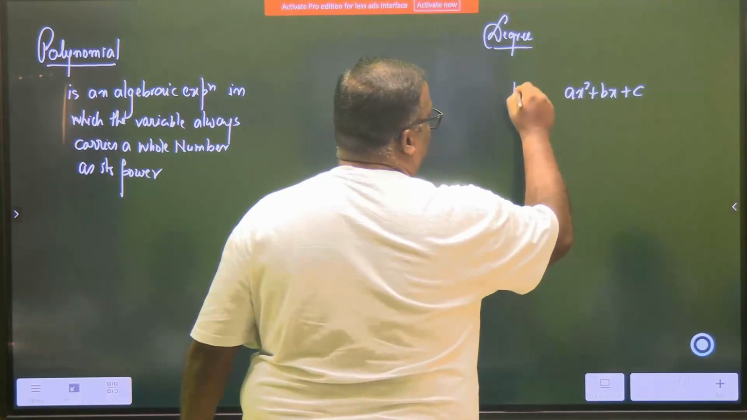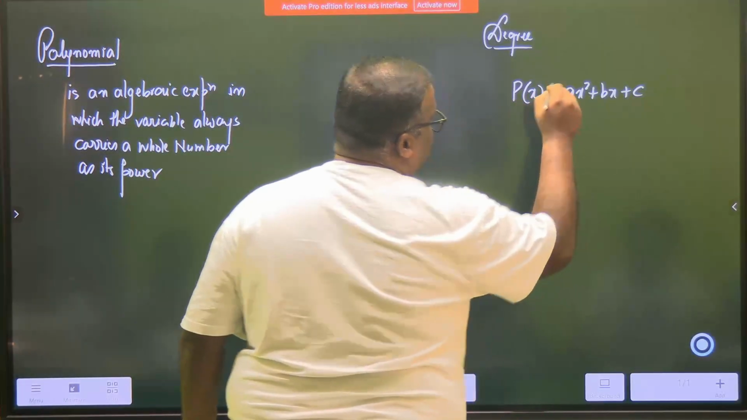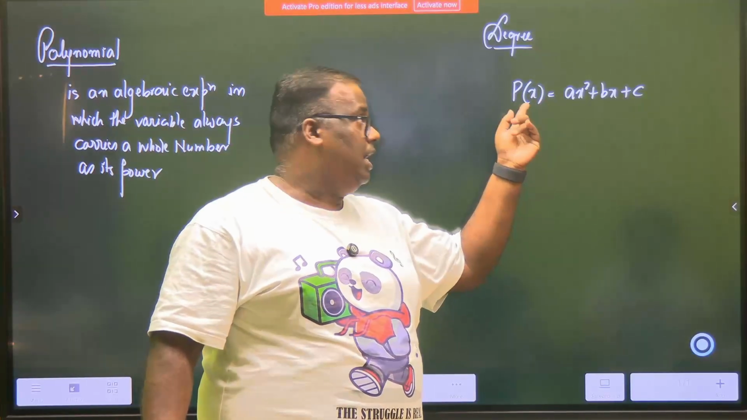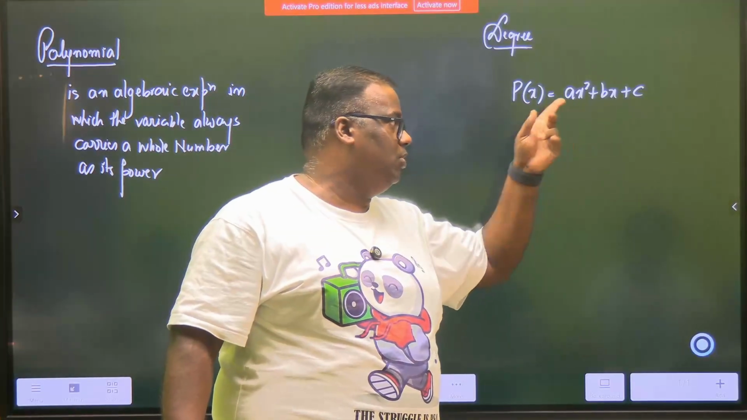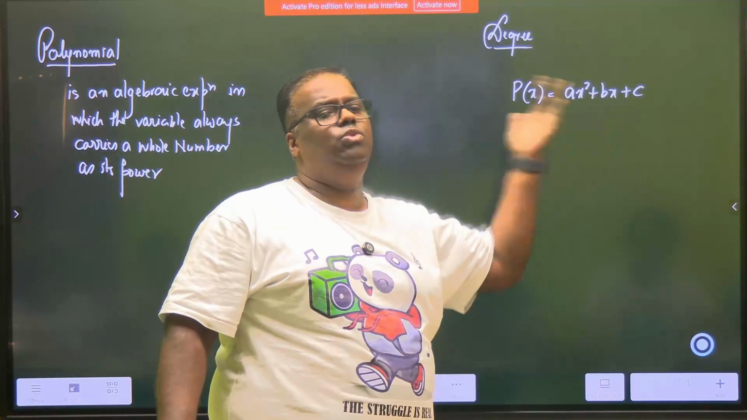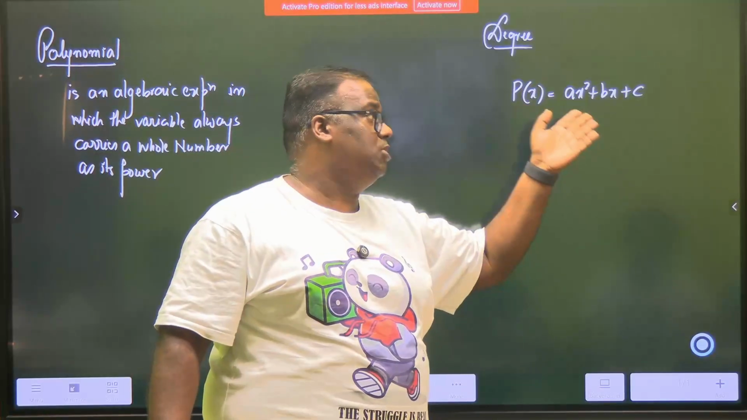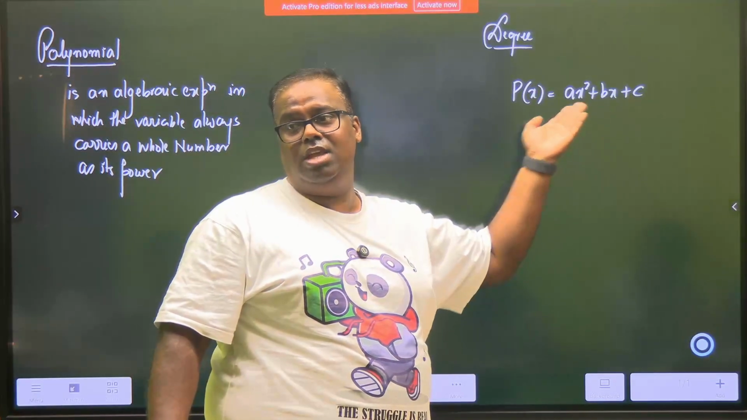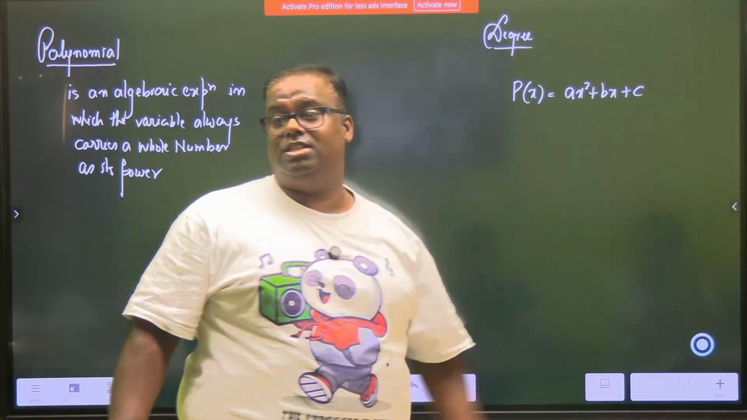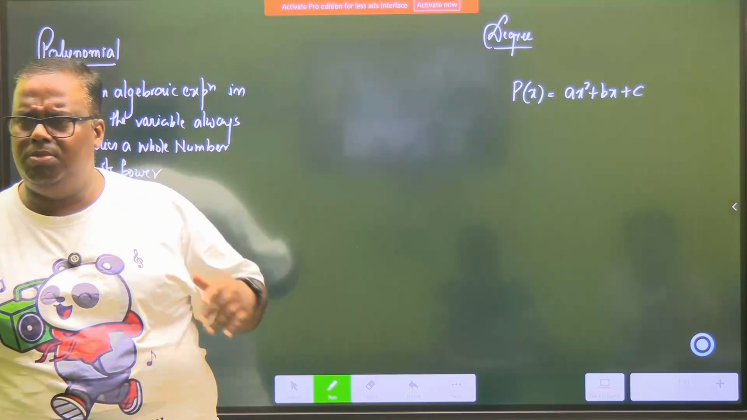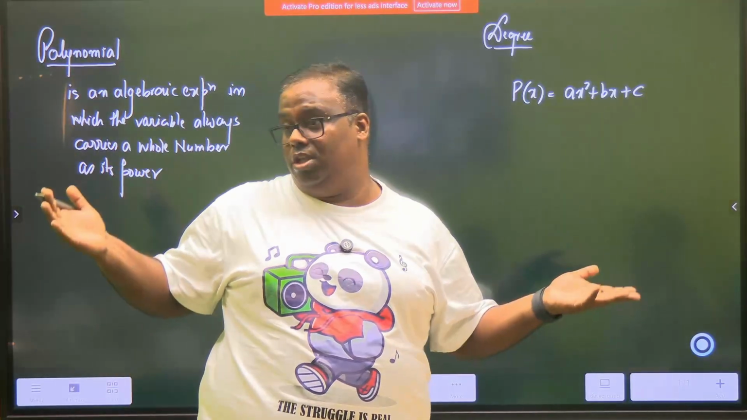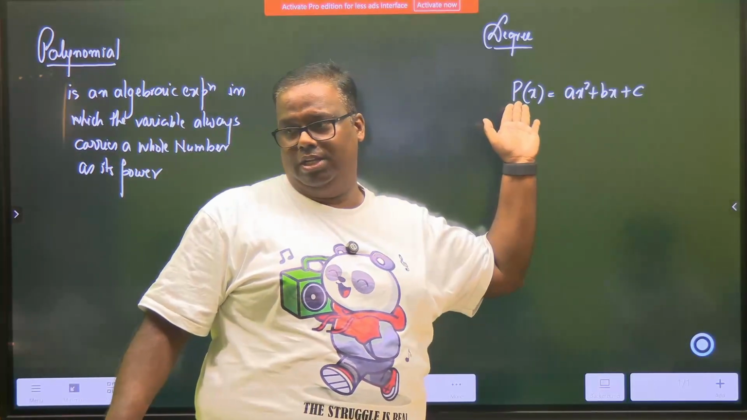So such a polynomial is represented as p of x. It means it is a polynomial function of x. x is the independent variable. You can input any value of x and you get an output. If we put 0 in x, you get c. If you put x as 1, you get a plus b plus c. So x is the independent variable, and p of x becomes the dependent variable. Based on what you enter, what do you get, right?